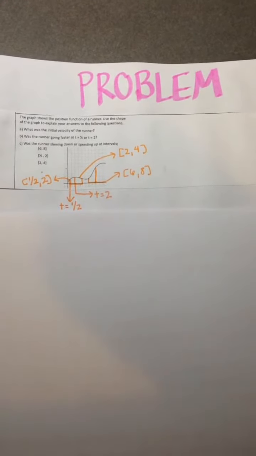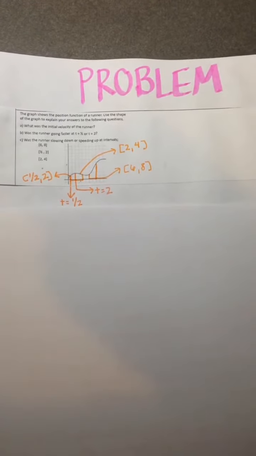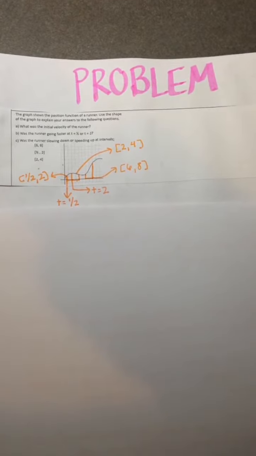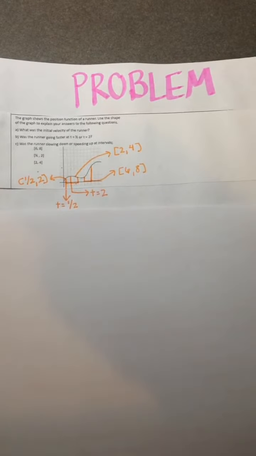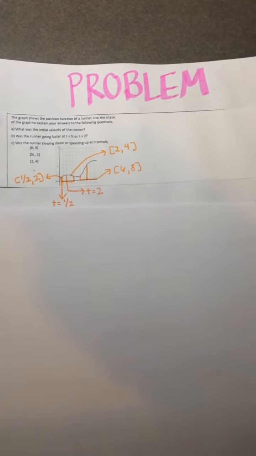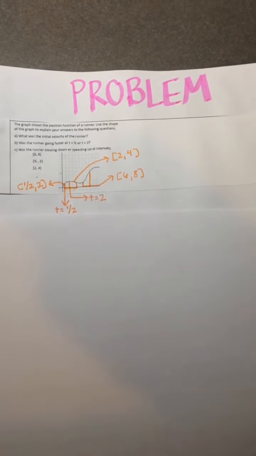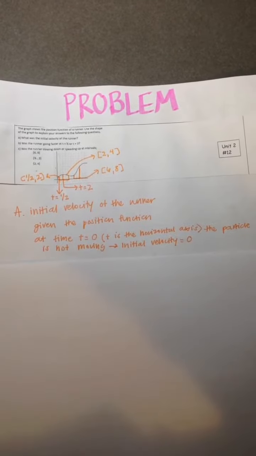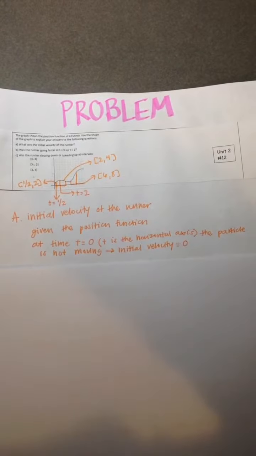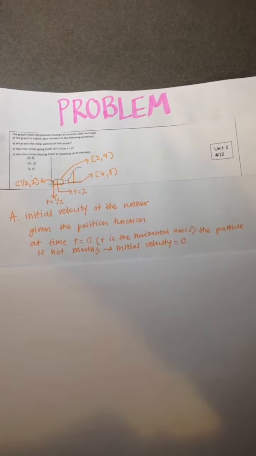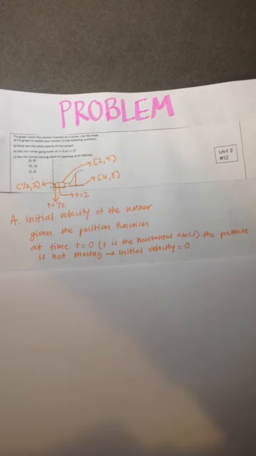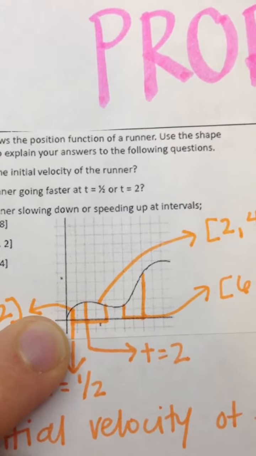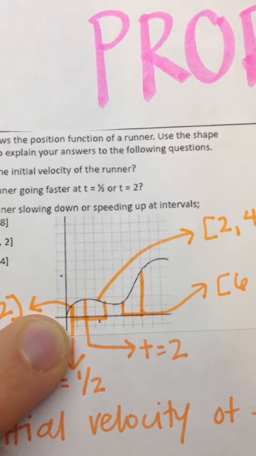For our problem, we are given a graph that shows the position function of a runner, and we are supposed to use the shape of the graph to determine different things about the runner. So first, what was the initial velocity of the runner? To find it, we look at the position function at time t equals 0, where t is the horizontal axis. The particle is not moving, and therefore the initial velocity is 0. As you can see, at t equals 0, the initial velocity of the runner is 0.